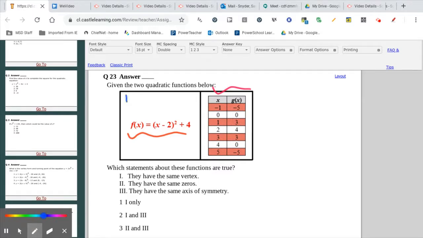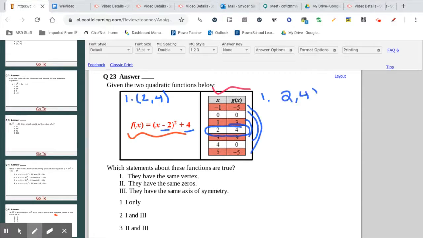So the first thing we're looking for is the vertex. On this left side, our vertex should be 2, positive 4. And over here, our vertex is 2, positive 4. And remember, we have that pattern going on over here, which is how we find our vertex. Okay, so those are the same.